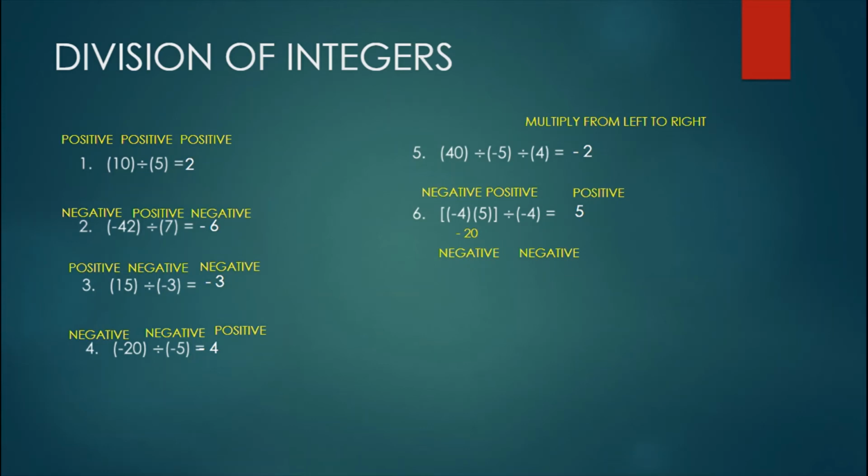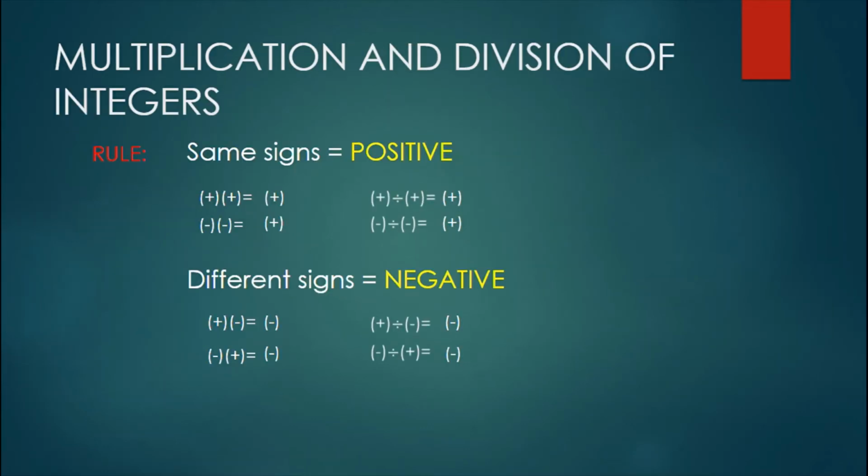Okay, so that's it. That is how we multiply and divide integers. Just follow our rule. If we have same sign, the answer is always positive. If we have different signs, the answer is always negative.